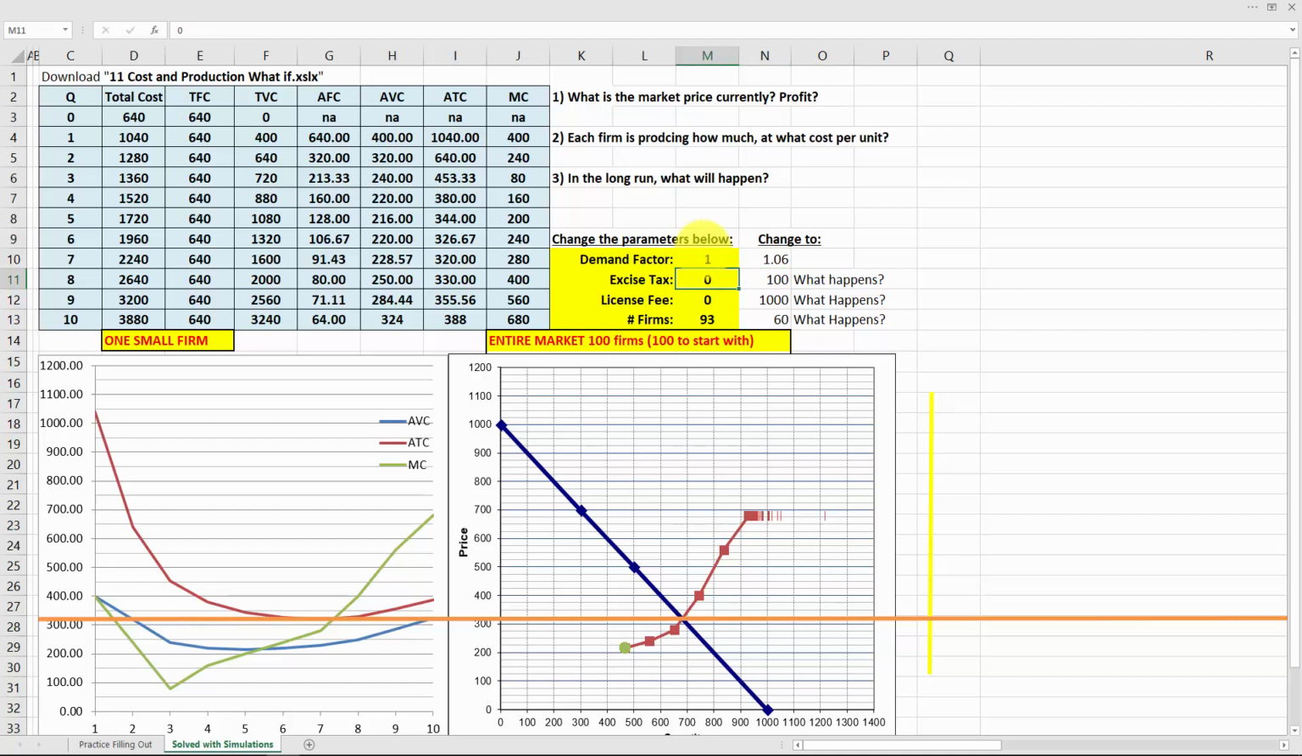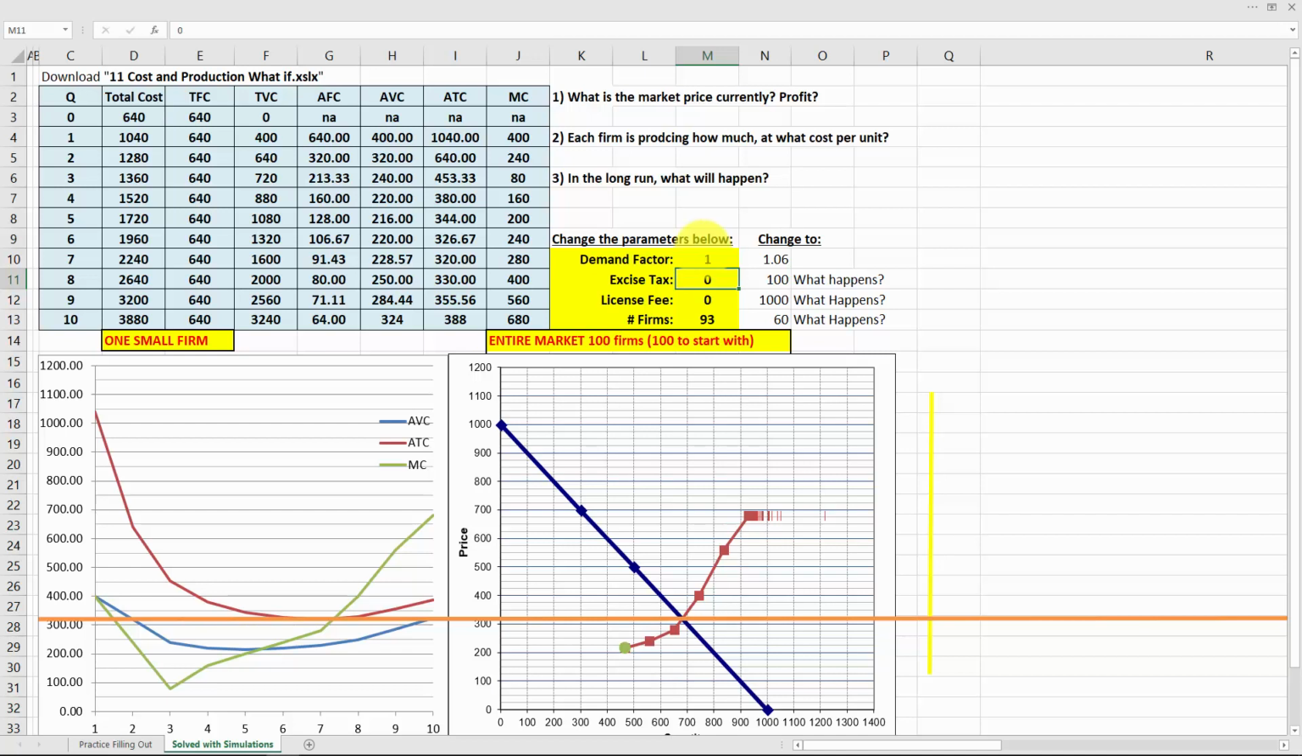So what's going to happen now is, in addition to paying their labor and paying their materials for every unit they produce, these firms will in addition have to pay another $100 to the government for every unit they produce. It's an additional $100 for each additional unit they produce.